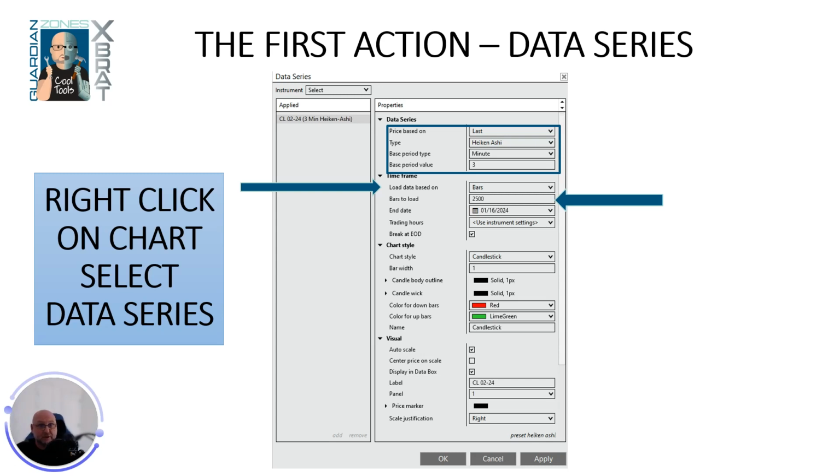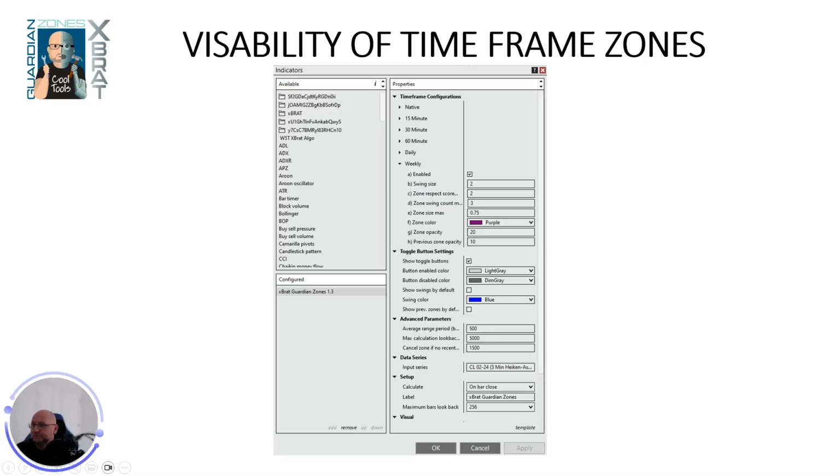So if you're on the daily time frame, that's 2,500 days. If you're on the 3 minute, that's 2,500 times 3 minute candles. So the idea is this is your first action. Right click on the chart, select data series. Doesn't matter what you're going to be using. Make sure we load the data based on bars, and the bars to load is a minimum 2,500.